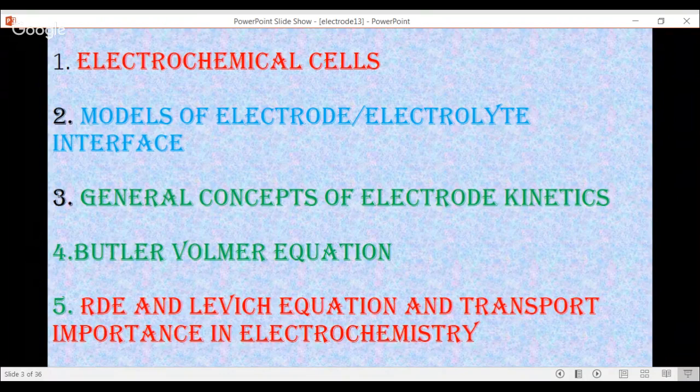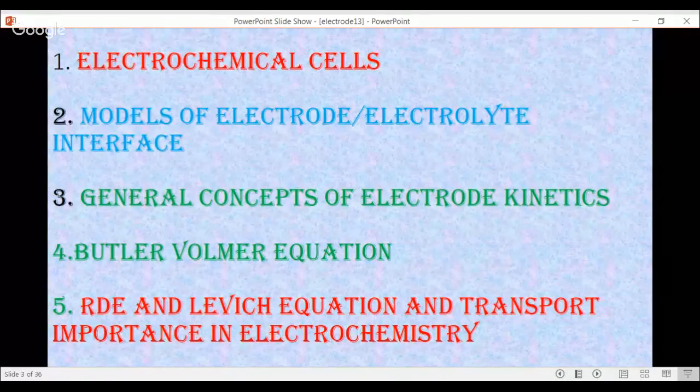When we come to electrode kinetics, what we are talking about is the electrode reaction taking place at the anode and the cathode. So the difference between the anode and the cathode current is the electrochemical current. This is what is called the Butler-Volmer equation. Anodic current minus the cathodic current.